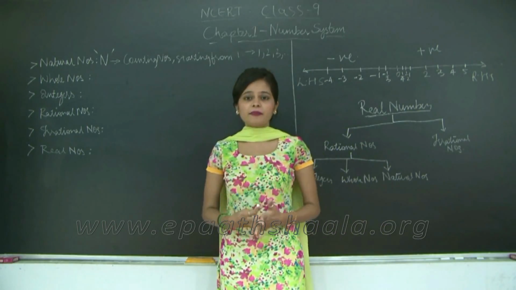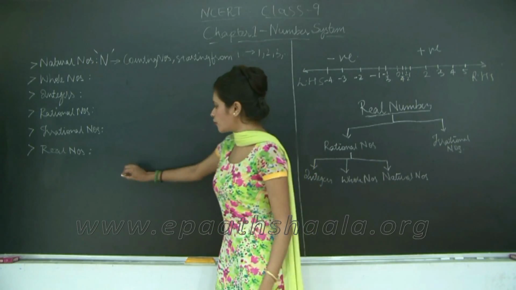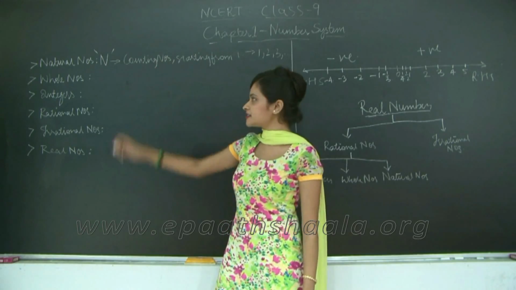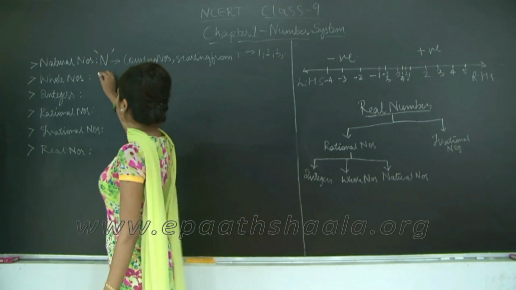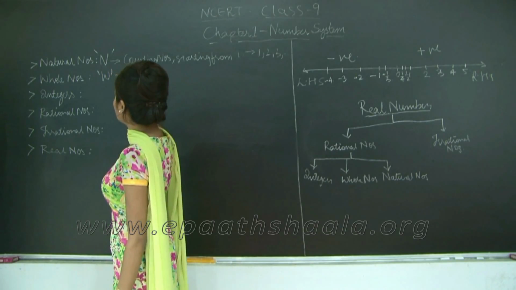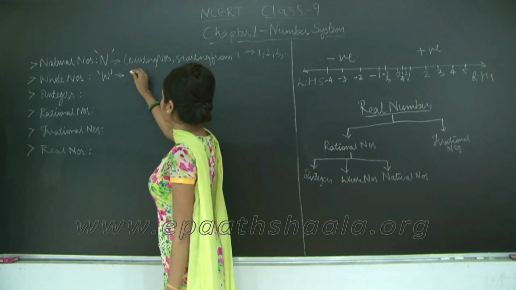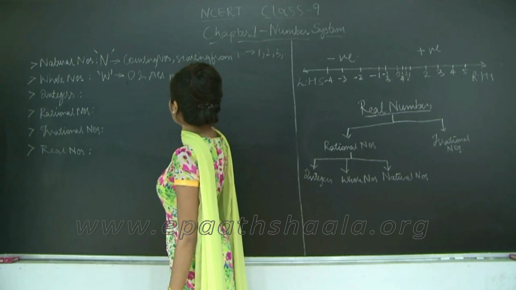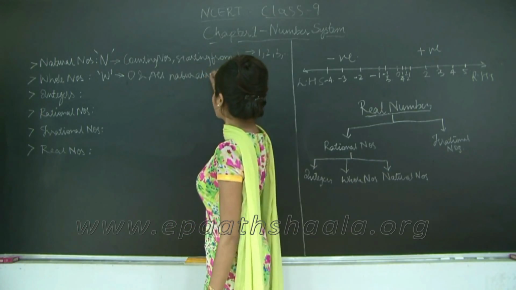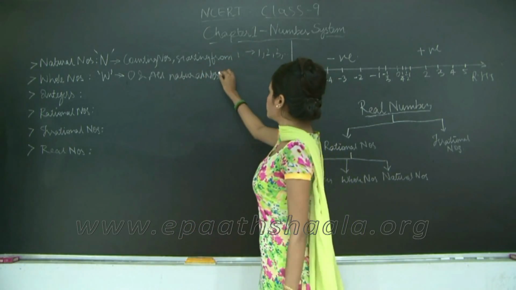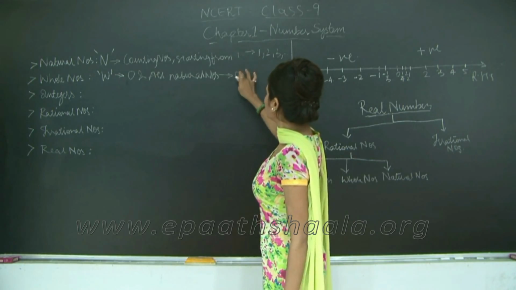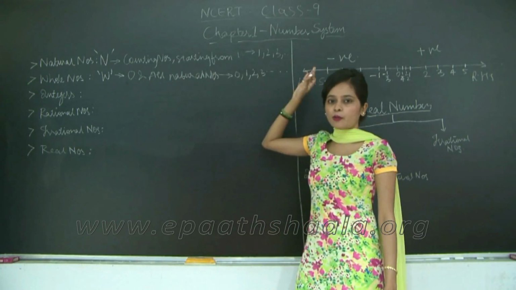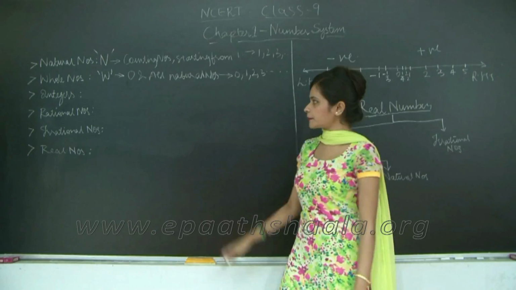Now whole numbers. Aryabhatta introduced a very powerful number, the number 0. Okay, so when you add 0 to the list of your natural numbers, it becomes whole numbers. So whole numbers are denoted by W, W for whole numbers, and it is 0 and all natural numbers. Okay, so your numbers would be 0, 1, 2, 3 and so on. So 0 and the numbers on the positive side, okay, but not fractions.